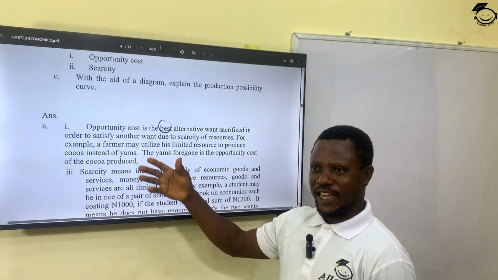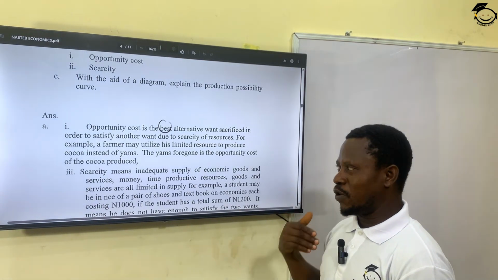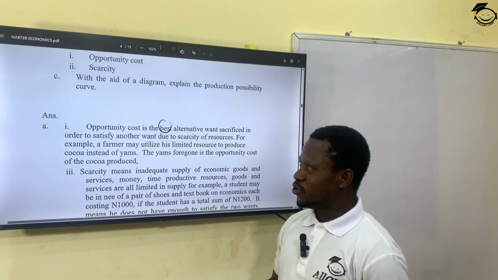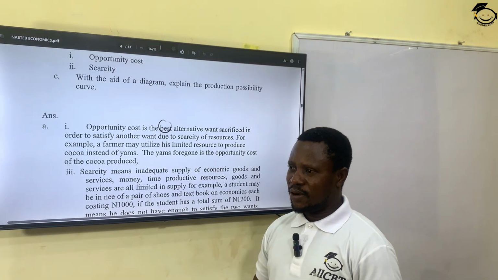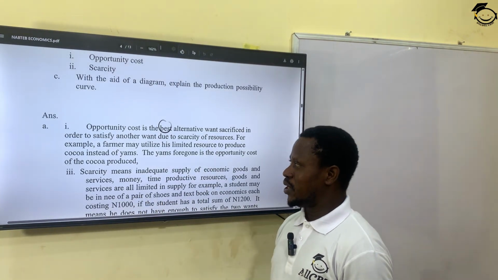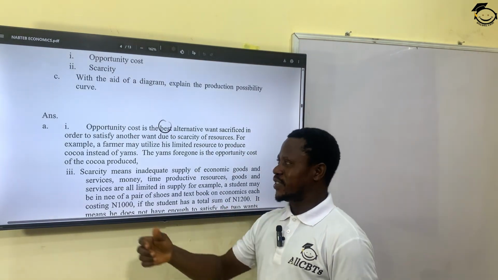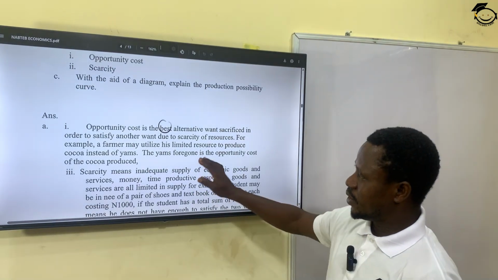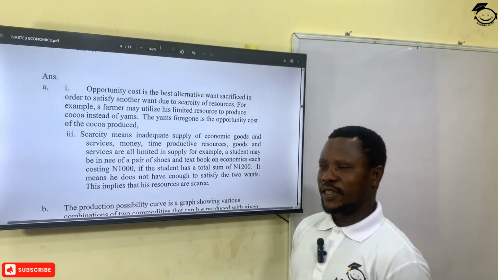Okay? For example, if a farmer utilizes his limited resources to produce cocoa instead of yams, okay? So the choice he has made is cocoa. And the opportunity cost, which was foregone, is what? Is the yam. He made the choice to produce only cocoa, using all his land and all his resources to produce cocoa. The yam he couldn't produce is the opportunity cost. So he has sacrificed yam for the production of cocoa. That takes us to what? Scarcity.